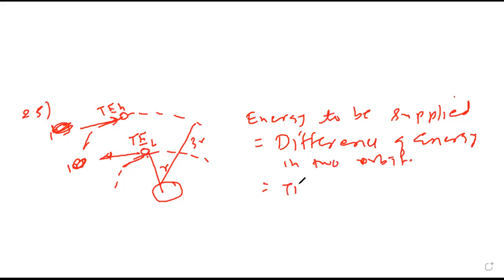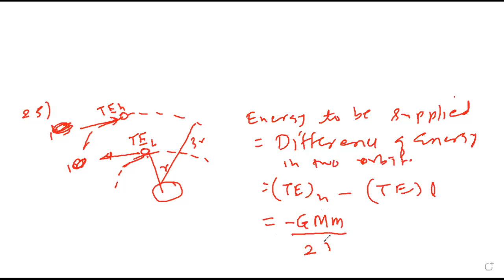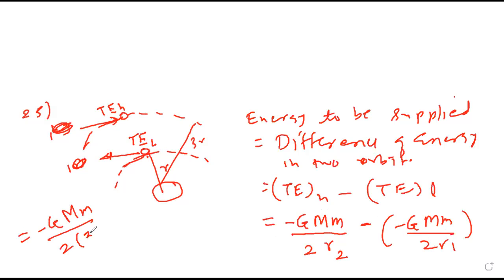That means total energy at higher orbit minus total energy at lower orbit. Any doubt till this? The formula for total energy, if you remember from last class, is minus GMm upon 2r. So I write 2r2, minus of minus GMm upon 2r1. So this is minus GMm upon 2 into 3r, plus GMm upon 2 into the lower orbit, only r.